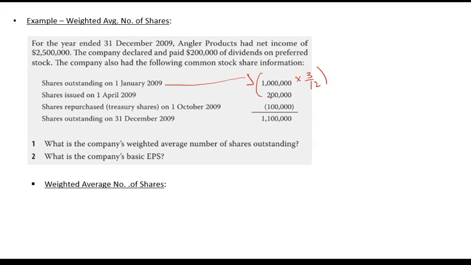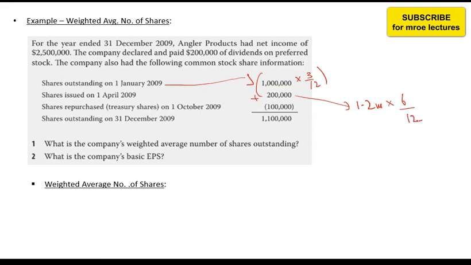Then on 1st April, you issued 200,000 shares. When you issue 200,000 shares, your total number of shares will become 1.2 million. This 1.2 million remained outstanding from 1st April till 30th September. And how many months are there between 1st April and 30th September? 6 months. So that means its weight would be multiplied by 6 divided by 12.